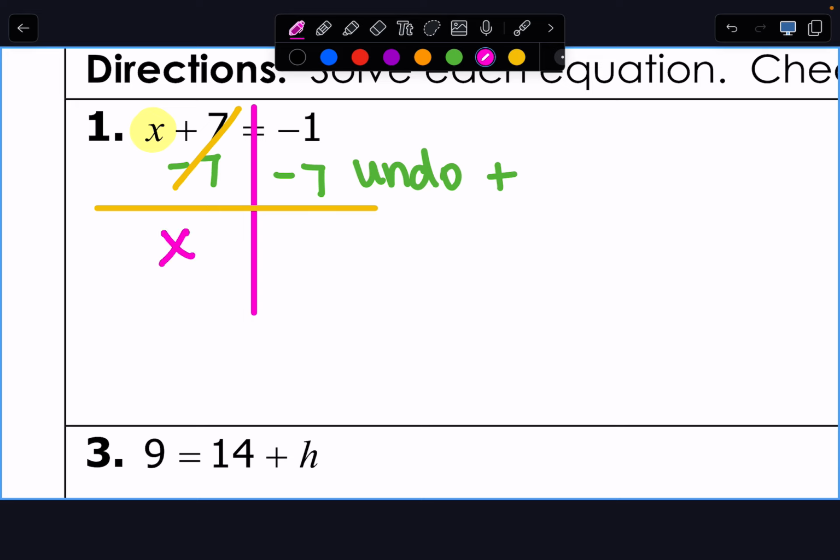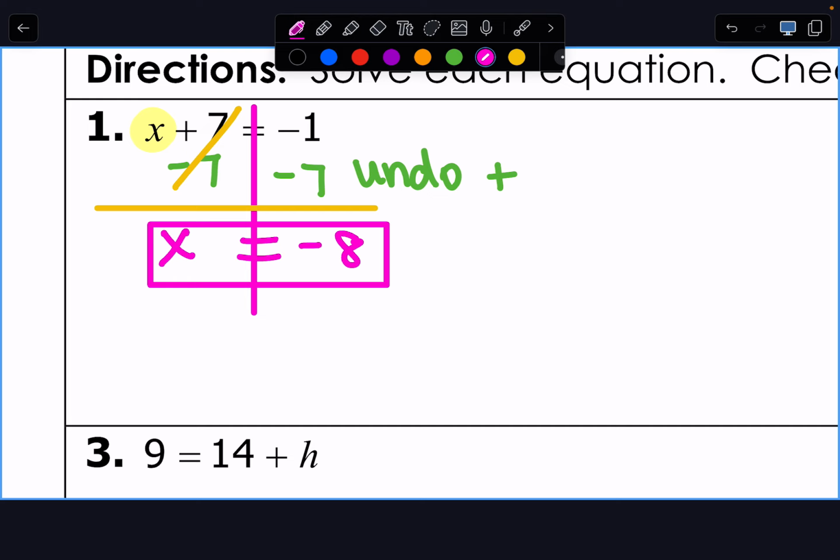And we now have X equals -8. -1 minus 7. If we add the opposite, we have -1 plus -7, that's -8. Now, what I want you to do is circle or box your answer. But anytime we solve an equation, we can always check to see if we have the right answer.